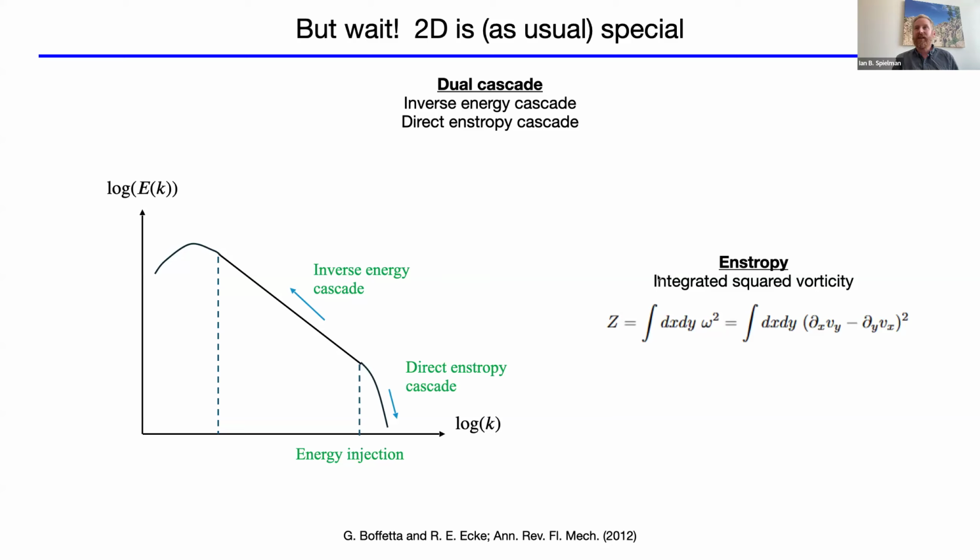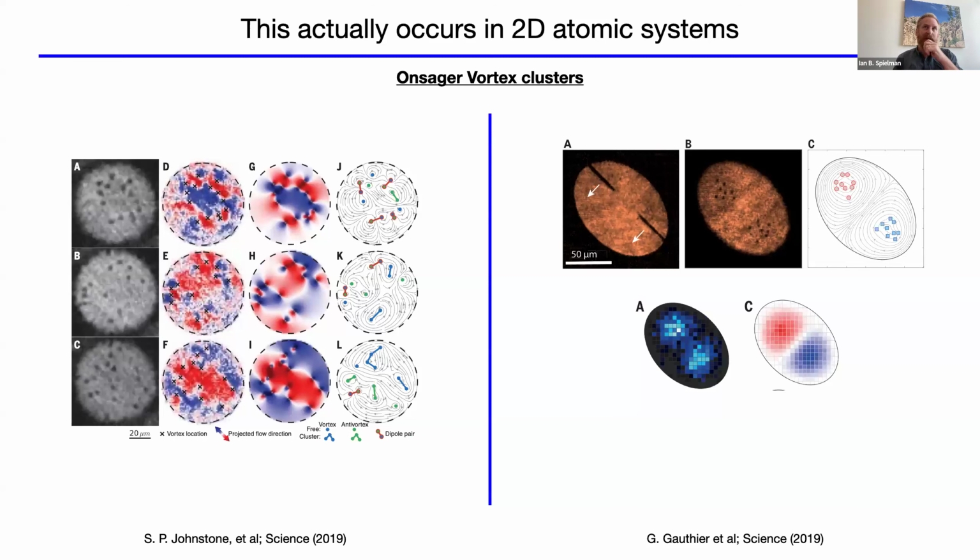This quantity Z is the integrated square of the vorticity. So it's kind of like an energy associated with the rotationality of the system. And this quantity is expected to undergo a direct cascade, whilst the energy undergoes an inverse cascade. This is a very common behavior in 2D compressible fluids, although there are examples such as soap film turbulence for which it is not necessarily the case. But this actually occurs in atomic 2D systems as well, this sort of inverse cascade.